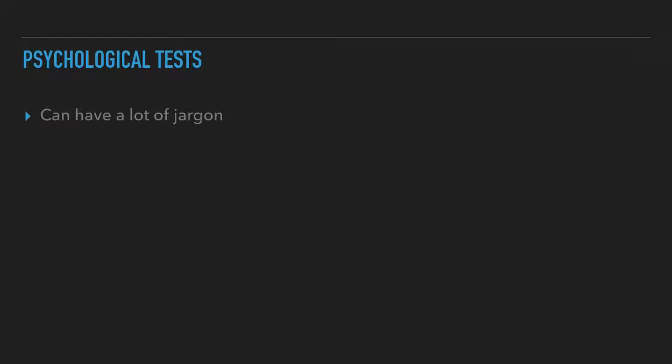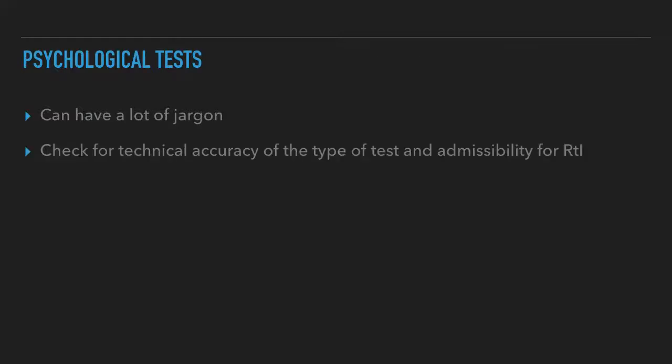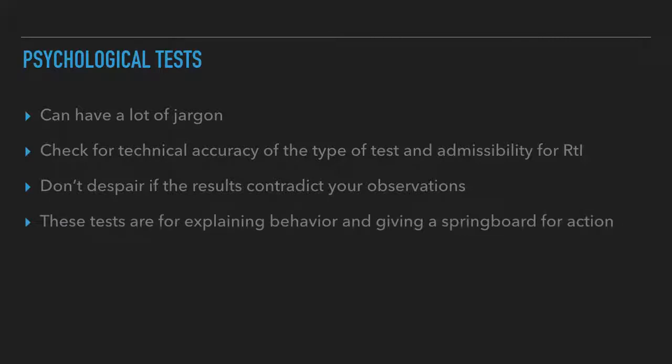Psychological tests can have a lot of jargon and can kind of drive you a little crazy. If you've had educational psychology, you'll know there's a lot of jargon to wade through. Check for technical accuracy of the type of test and admissibility for RTI. Some of these tests cannot be used, and so you need to make sure that they are actually considered to be accurate. Don't despair if the results contradict your observations. It is a single test. These tests are for explaining behavior and giving a springboard for action, and they are not a fix-all.